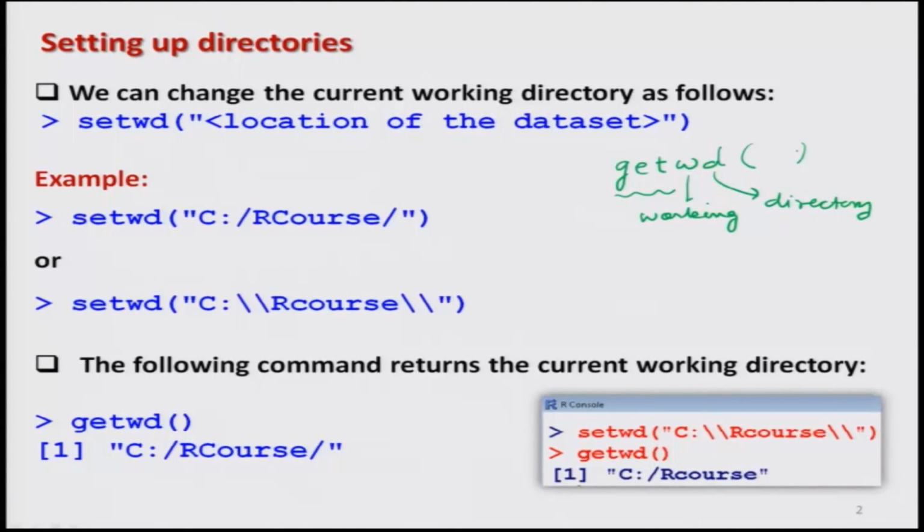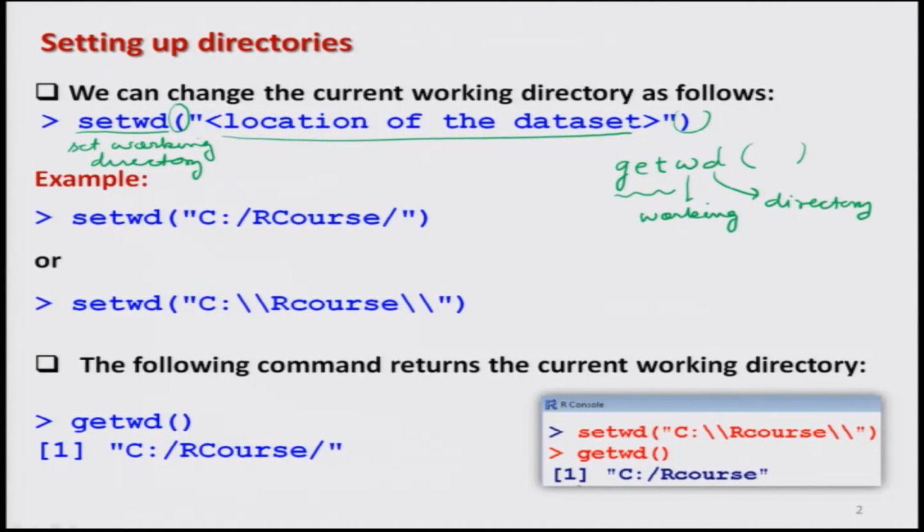Now suppose I want to change this directory. For that we have another command which is called setwd, that means set working directory. And then inside the argument, you have to specify the location of the data set inside the double quotes. Location has to be in terms of the path of the computer.